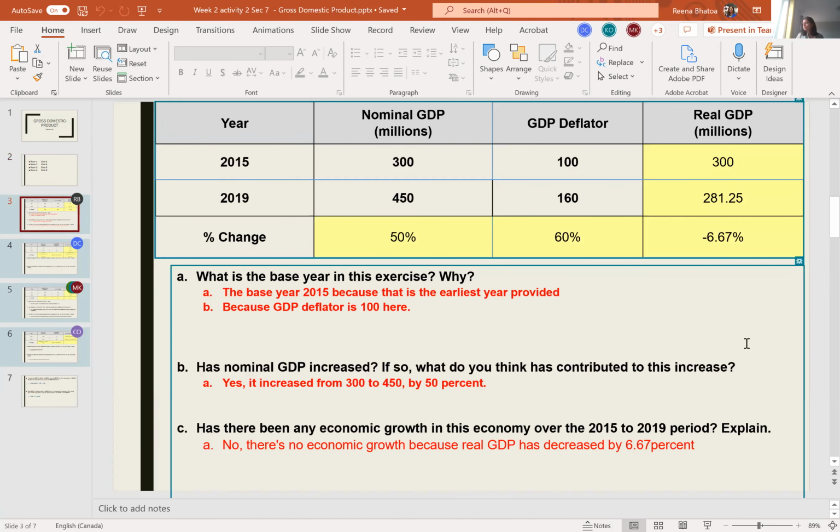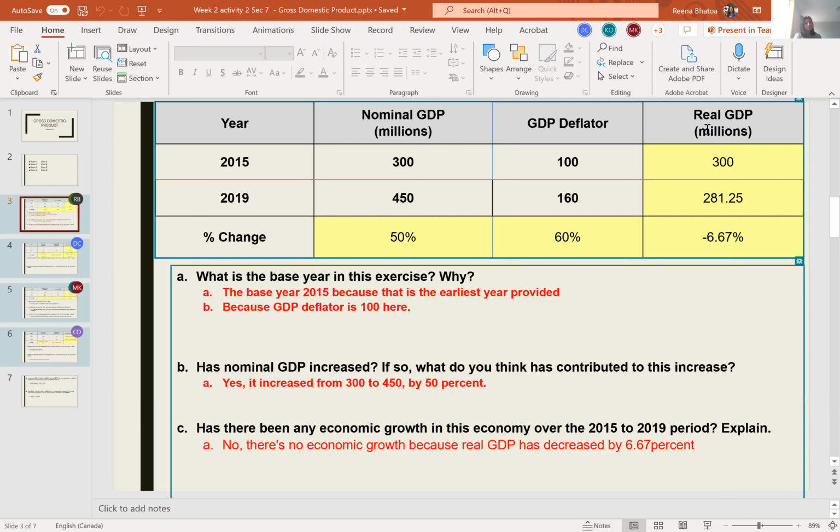I did some changes in slide 3 for room 1 students. They actually did correct calculations, so I just changed the font color for answers. They did a good job. Nominal GDP and GDP deflator were given. GDP deflator is price level, for years 2015 and 2019. You need to calculate everything in these yellow cells.